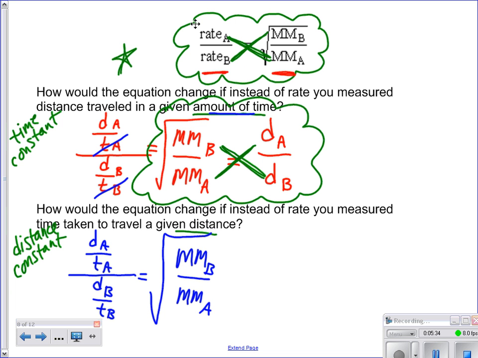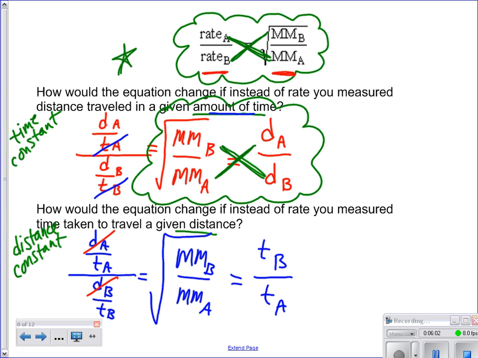Well, if your distance is remaining constant, those cancel out. And what that means is you have a fraction divided by a fraction. 1 divided by TA divided by 1 divided by TB. So when you divide a fraction by a fraction, you're taking it and multiplying it by the reciprocal. So it becomes T of B over T of A.